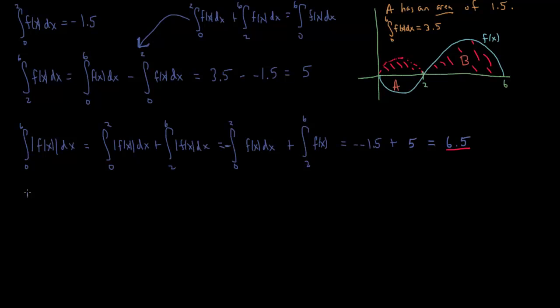A couple more here. Let's see. Let's look at the integral from 0 to 2 of negative 2 times f of x dx. Now this should be an easy one, right? Because we know immediately we can factor a negative 2 out and say integral from 0 to 2 of f of x dx. Now what do we know the integral from 0 to 2 is? We know it's negative 1.5. So negative 1.5 times negative 2, we get positive 3.